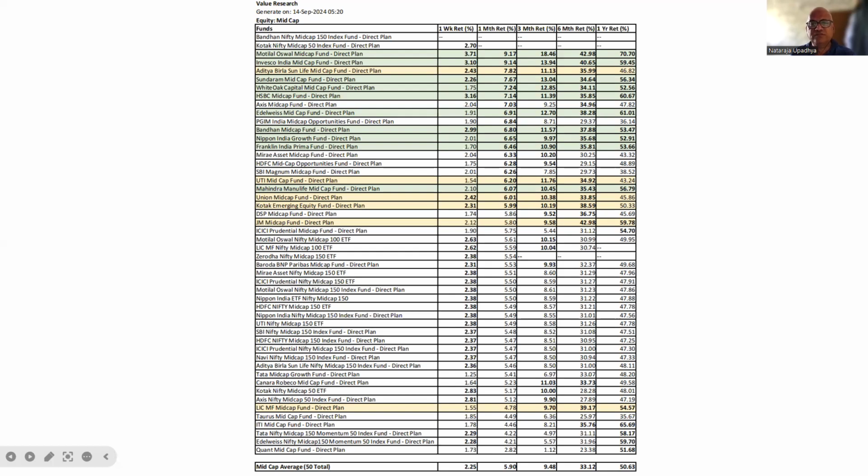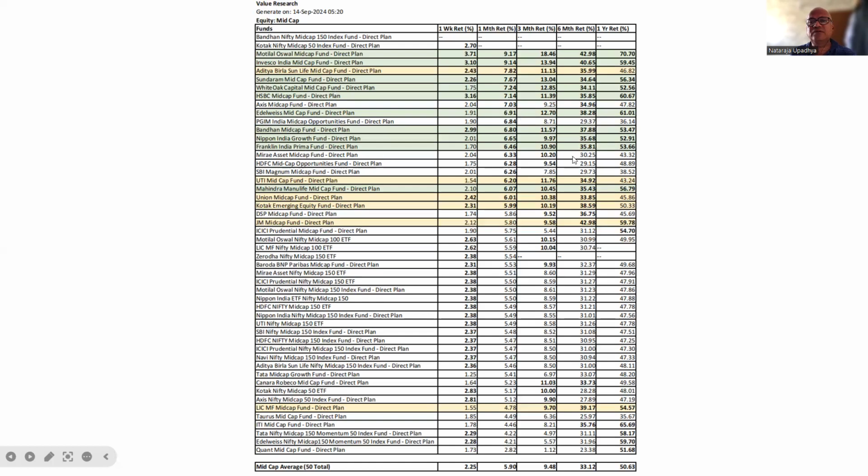They gave 2.25% for the week, 5.9% for the month, 9.48 for 3 months, 33.12% for 6 months, good, and 50.63% for the year. The ones in green are Motilal Oswal Mid-Cap Fund, 70.7% for the year. UNESCO India Mid-Cap Funds, 59.45%. Sundaram Mid-Cap Fund, 56.34%. White Oak Capital Mid-Cap Fund, 52.56%. HDFC Mid-Cap Fund, 60.67%. Edelweiss Mid-Cap Fund, 61.01%. Bandhan Mid-Cap Fund, 53.47%. Nippon India Growth Fund, 52.91%.